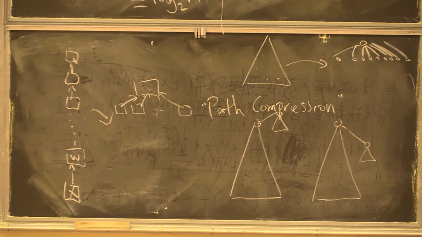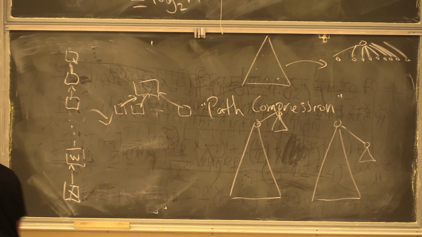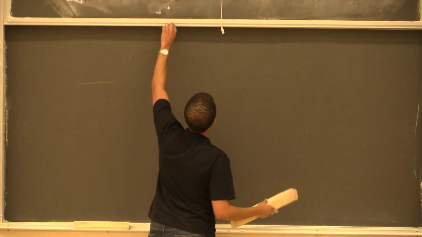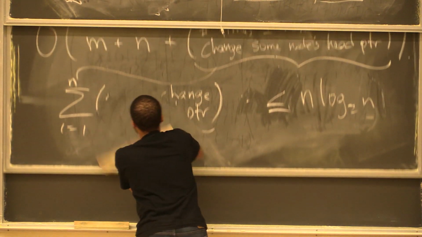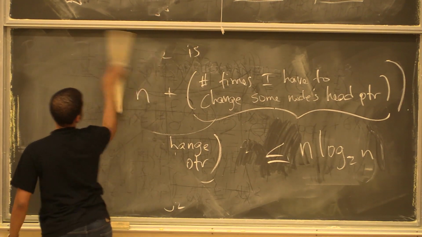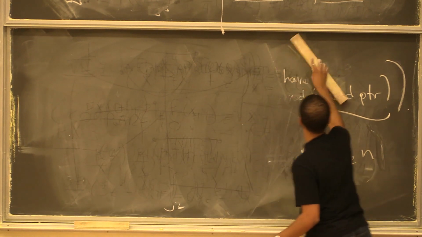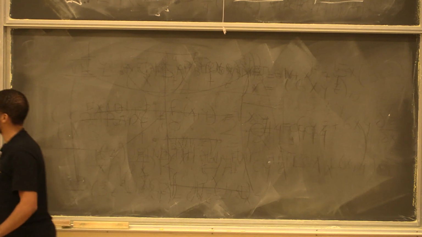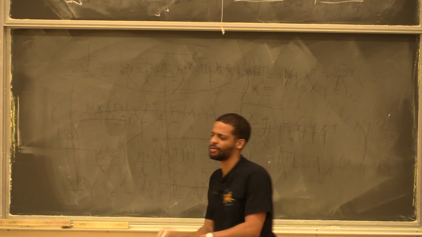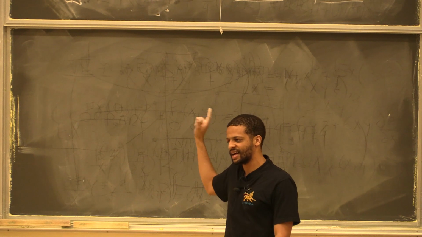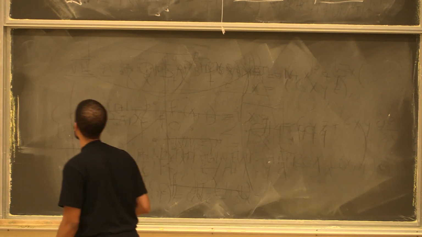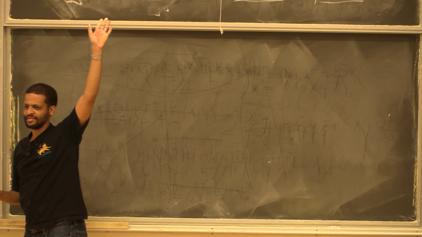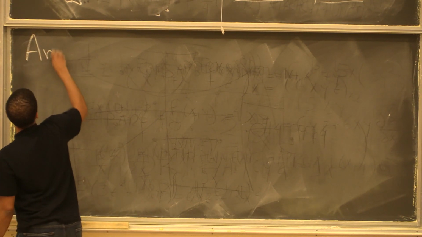So now let's try to analyze this. We only have about half an hour left. Let me write down some claims. Before I write down the claims, I want to introduce a concept called amortized analysis, which we've already done, but I want to make it a little more formal. Who's heard of amortized analysis? Is that in 61B? Okay. So just to make sure we're all on the same page.